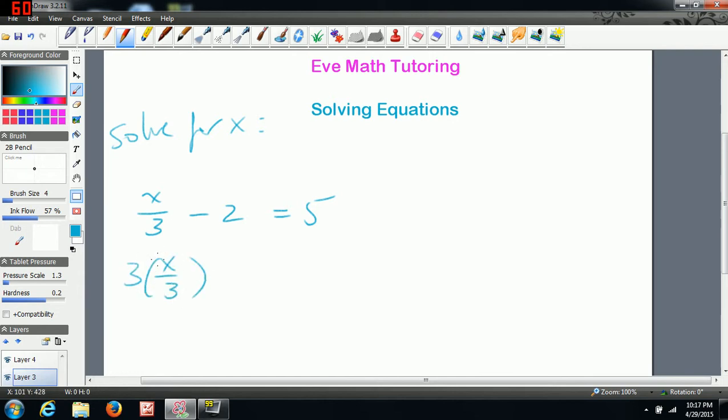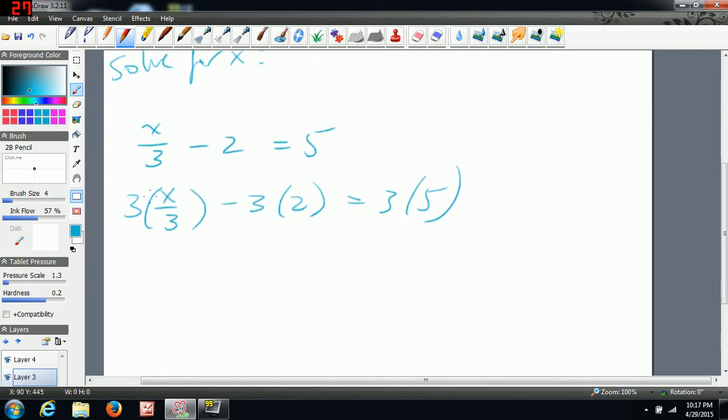But whatever I do to each term, I have to do it to every other term in order not to change the equation. So I'm going to multiply everything by 3. And that way I'm not actually changing the equation. And that's going to help get rid of the fraction. So we're going to end up with the following. Okay, so that's a little trick to eliminate the fraction.